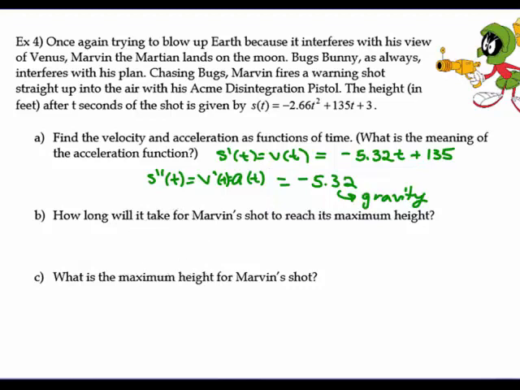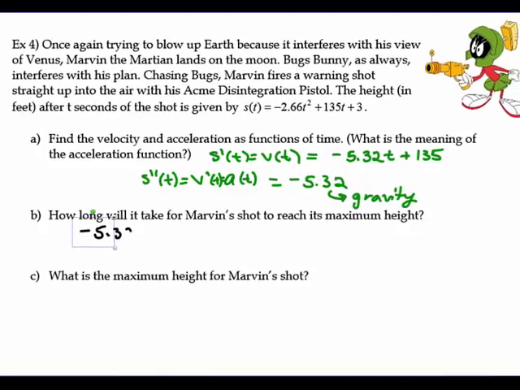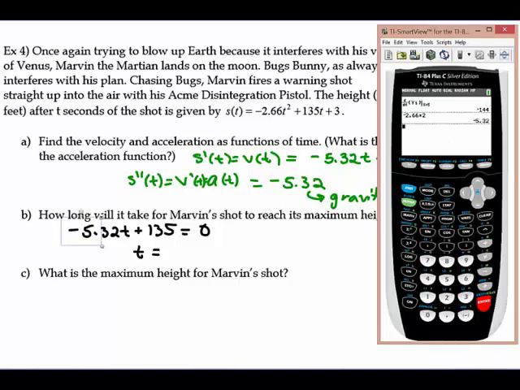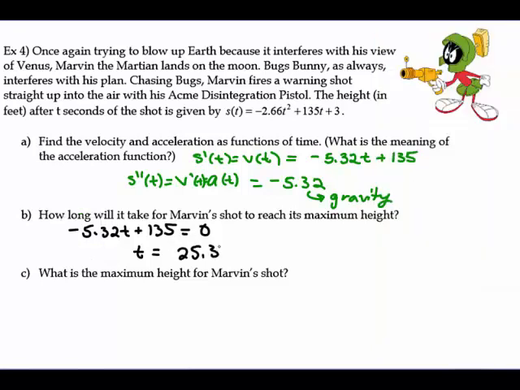So if I want to know where his maximum height occurs, I can figure out when the velocity equals 0 and say, all right, well, when does negative 5.32t plus 135 equal 0? Well, that's going to be at 135 divided by 5.32. And that is 25.3759. Remember, we need 3 decimal places, so we'll do 25.376. And that's how long it takes for it to reach the maximum height.